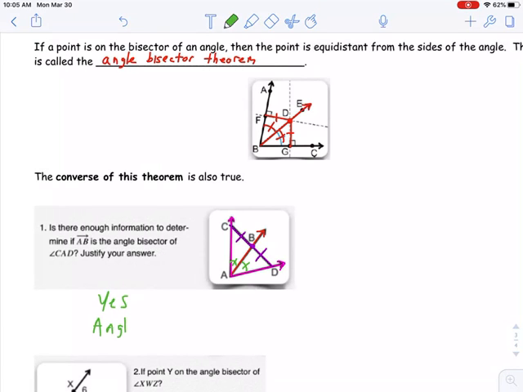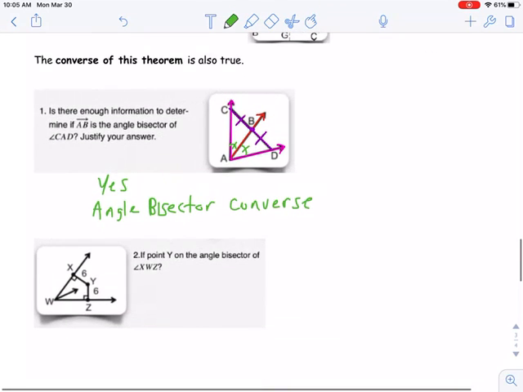Alright, yes, angle bisector converse. And in the grand scheme of things, for one angle, not that cool, but we're just practicing the basic skills, and then that way we can put it for a triangle.